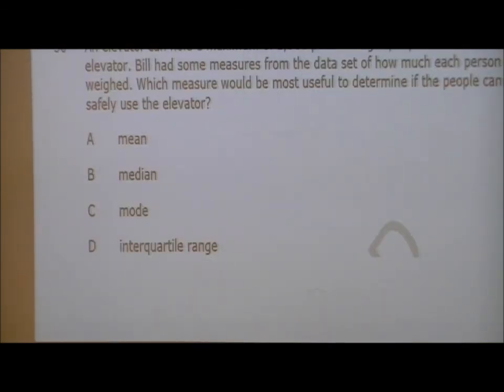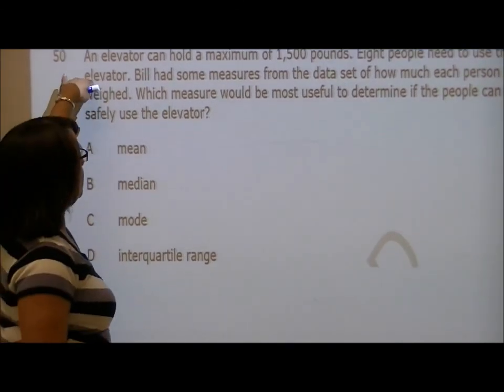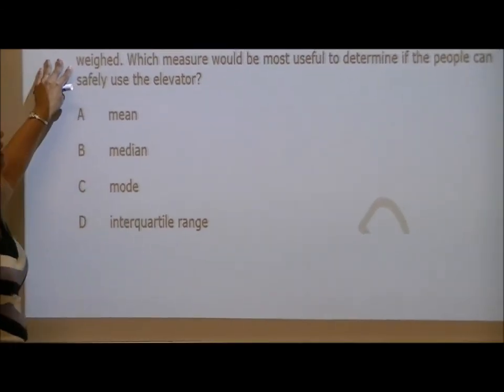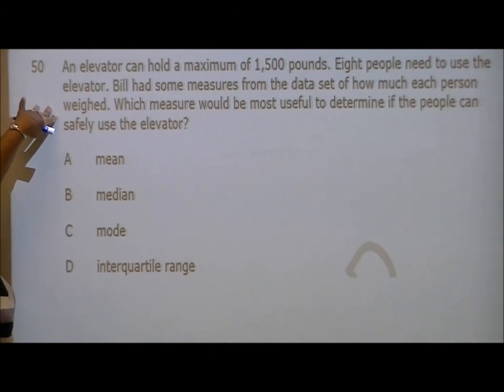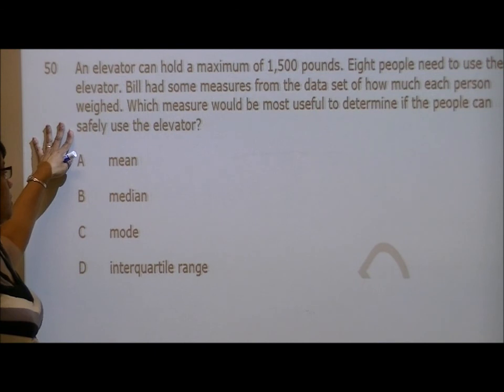An elevator can hold a maximum of 1,500 pounds. 8 people need to use the elevator. Bill had some measures from the data set of how much each person weighed. Which measure would be most useful to determine if people can safely use the elevator?